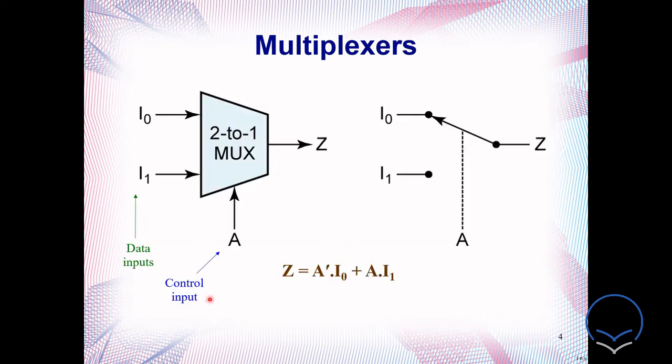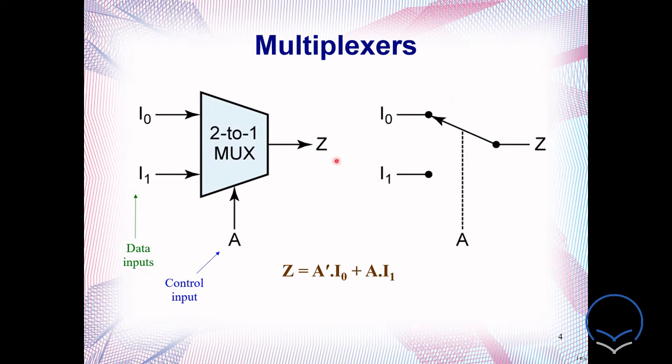Just look at here. As discussed already, this is a 2 to 1 mux. This is our control input and this is our data input. n is our control input, n equals 1, and 2 to the power n, 2 to the power 1, is 2. So 2 data inputs, which are known as I0 and I1, and this is our Z output. This is the typical representation of this mux, which acts as a switch.